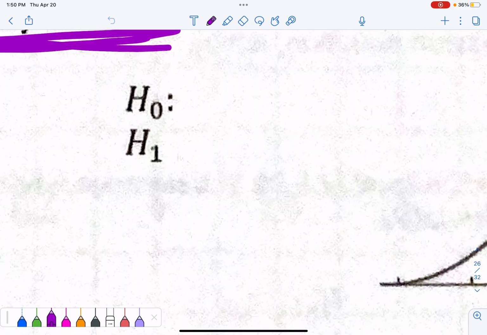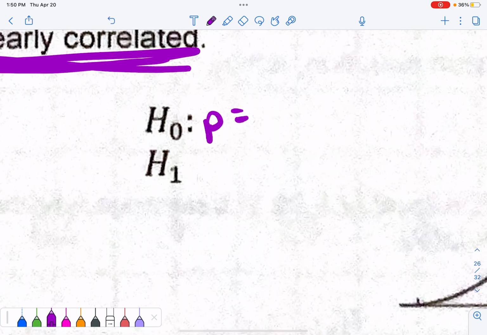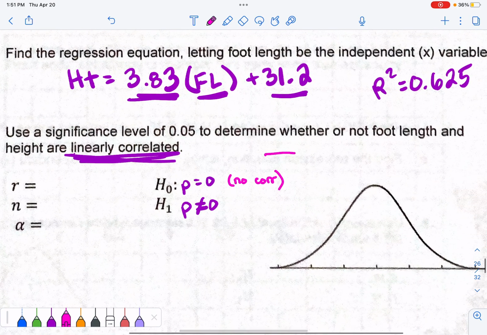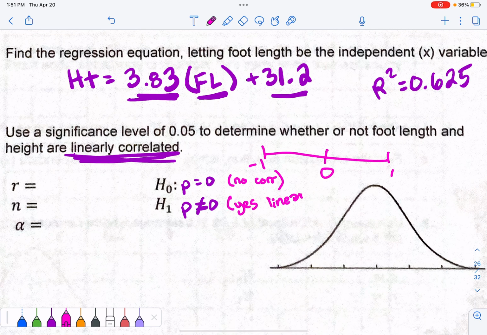Maybe because of percent. All right, so P, and we're going to say P equals 0, and P is not equal to 0. All right, if P equals 0, then that means there is no correlation. Okay, because our R value is going to live between -1 and 1, and a bad R is considered anything close to 0. So no correlation if P equals 0, but there is going to be, yes, a linear correlation if it is not equal to 0.